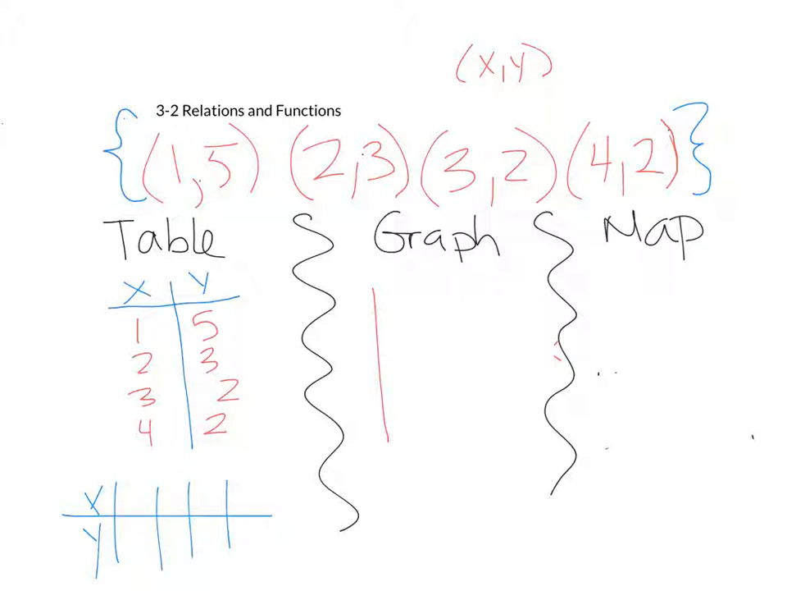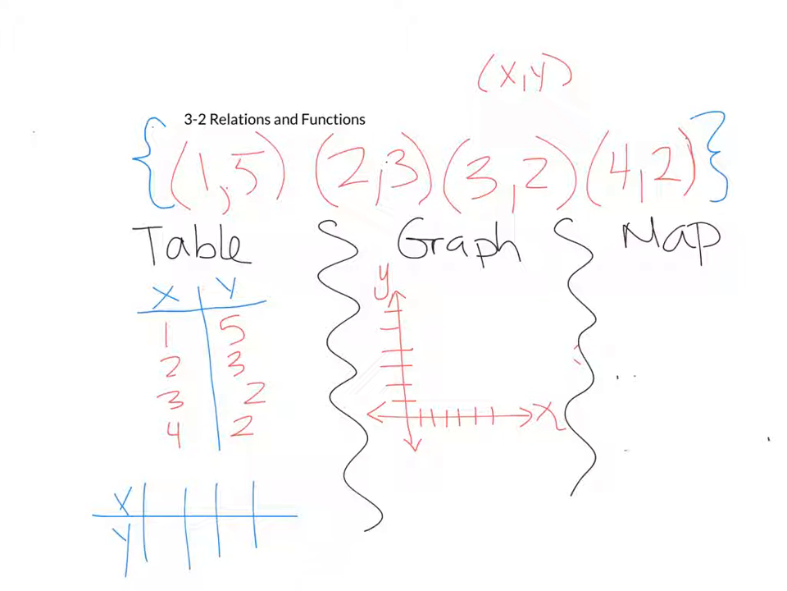I'm only going to use the positive side, so I'm going to make it like this, but I'm going to show that it's continuing. This is my x-axis, this is my y-axis. I don't have to number these because I'm assuming that if they're not numbered, it's counting by 1. So I need to go to 1, 5. 1 on the x, 5 on the y would be right here. Oops, 1, 2, 3, 4, 5, hang on. Okay, so 1, 5 is right here. 2, 3, 3, 2, 4, 2. Okay, so your graph should look something like that.